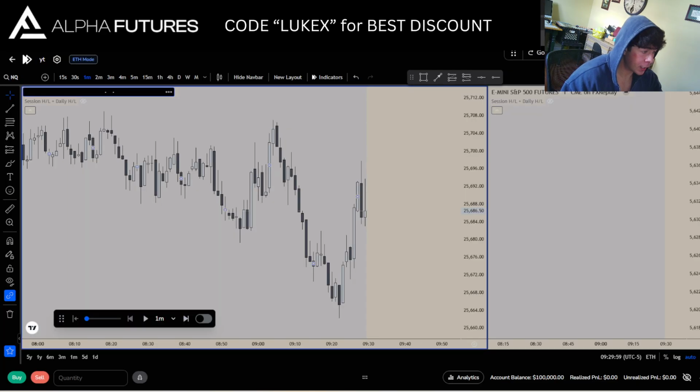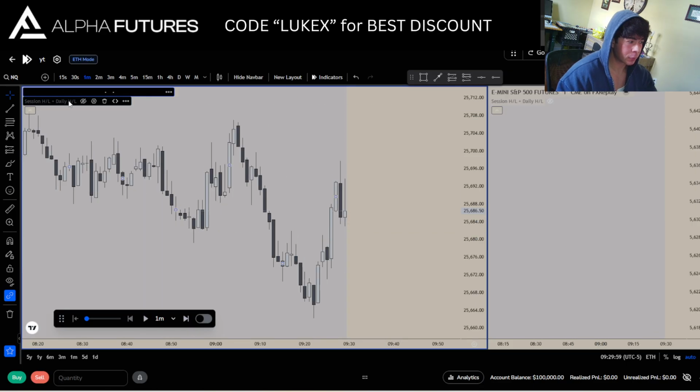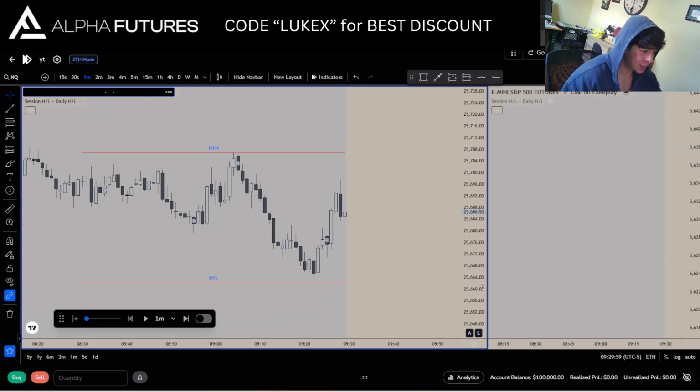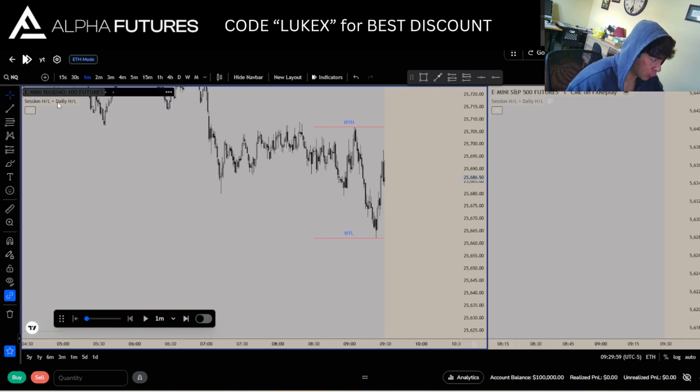All right, so now we're on FX replay, and we can see that this is a 9:29. We can actually do this a little bit more accurately. The only problem is we don't have the kill zones indicator, but we do have this indicator, which shows the session highs, session lows. It's not as good, but whatever.